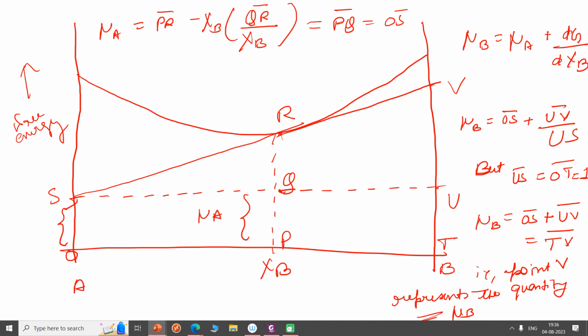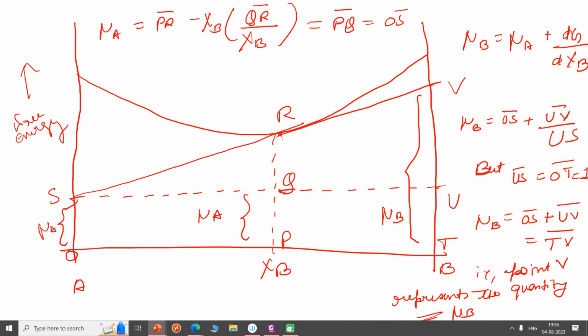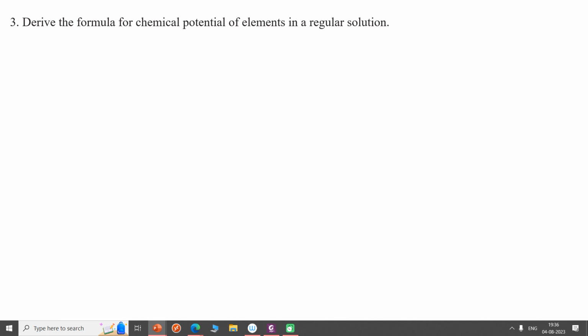So here these are the diagonals. This kind of tells us that we can get the chemical potentials of A and B by extrapolating the tangent to the extreme limits. It's a bit of geometry, but it's pretty intuitive to understand, right? Okay, so now we go ahead and quickly see the next question.